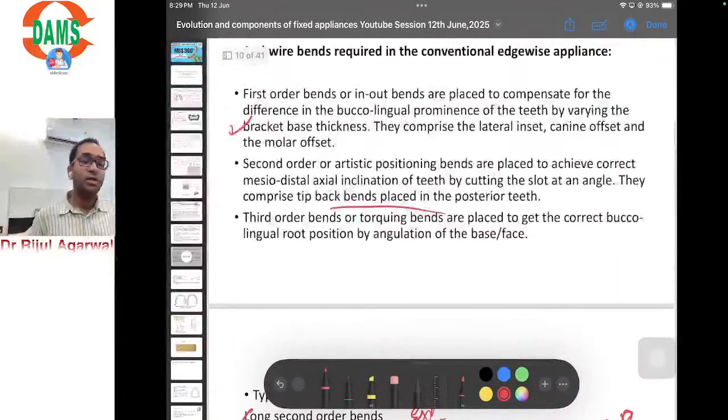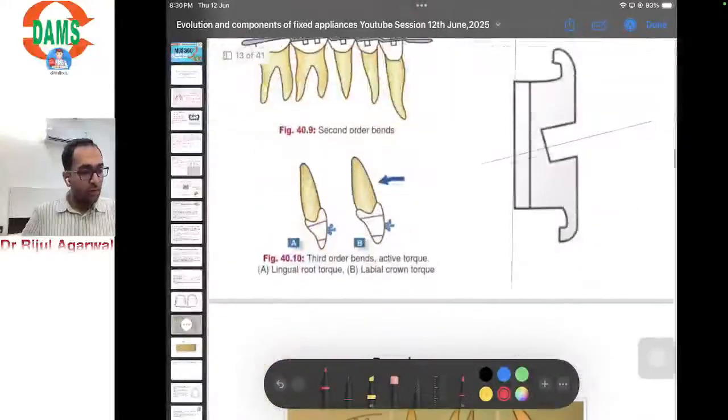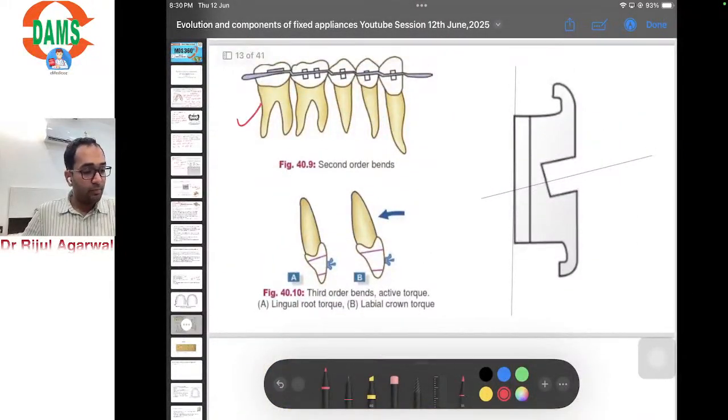And lastly are the third order bends or the torquing bends used to give correct buccolingual root positioning by angulation of the base or face. Okay, so torquing bends to correct the root positioning. So this is the second order bend and this is the torquing bend to correct the root angulation. Instead of placing a bend in the wire, if we just angulate the slot like this, the wire automatically goes like this and corrects the root torque.